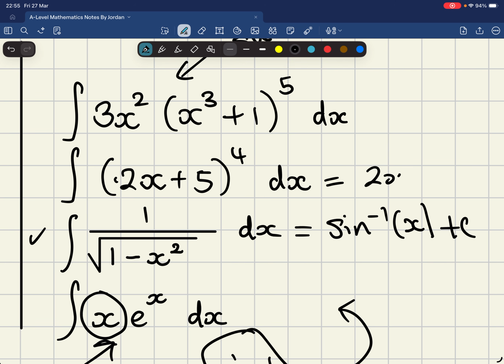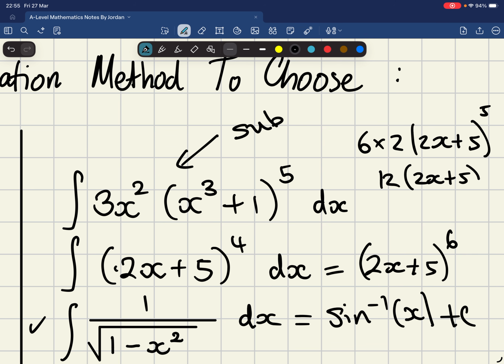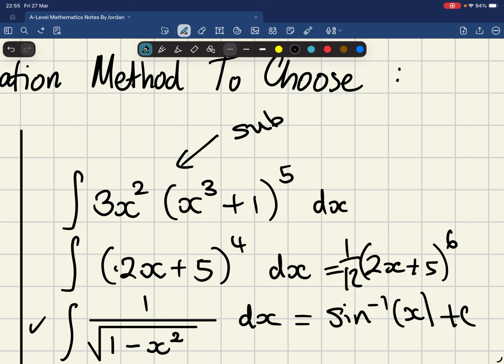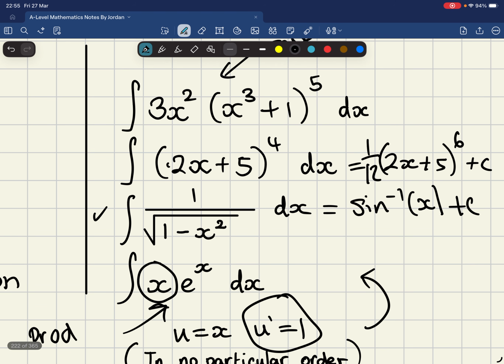So I'll guess 2x plus 5 to the power of 6. And then if I differentiate this with the chain rule, I'll get 6 times the 2 from differentiating that, 2x plus 5 with a power of 5. So it gives me a factor of 12 at the front, which I don't want. So that means I just need to divide this by 12. Okay. So that one can just be done by guessing, essentially.